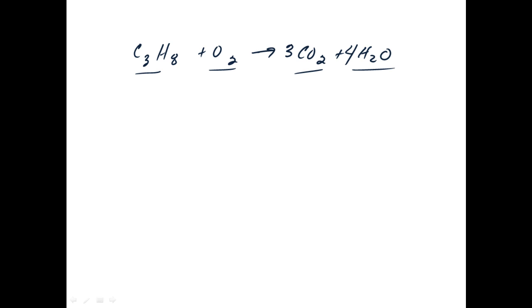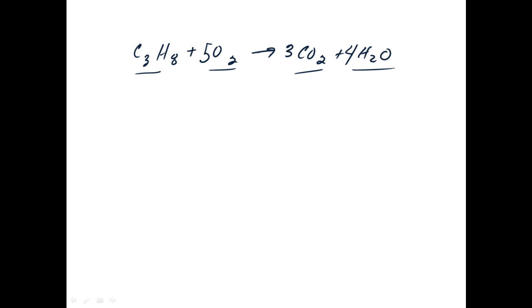So the only thing I need to balance now is the oxygens. I've got 3 times 2 for carbon dioxide here. 3 times 2 is 6 oxygen, plus 4 times 1. That's a total of 10 oxygen on the product side. And so I look on the reactant side, I only have 2, so that tells me I need to put a coefficient of 5 in front of the oxygen on the reactant side. Let me clean that up just a little bit. That gives me 10 oxygen.